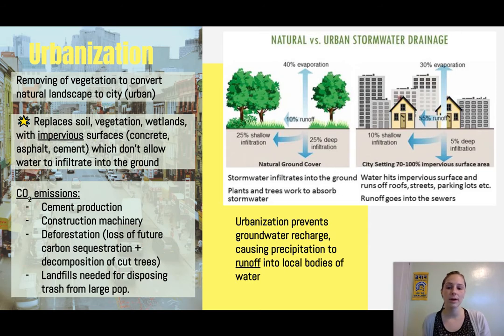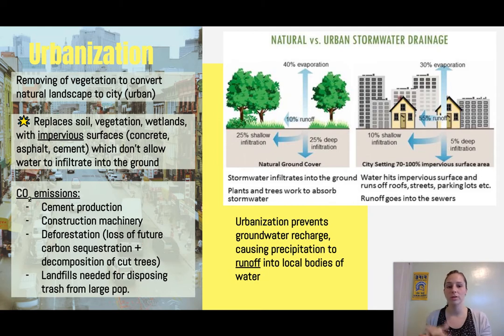Additionally, it's going to impact the carbon cycle because of carbon dioxide emissions. First of all, cement production is going to cause carbon dioxide emissions. Think of all of this construction machinery; this machinery uses fossil fuels. So as it is working to build the urban areas, it's going to be releasing more carbon dioxide. Additionally, because we are cutting down trees for these urban areas, you're going to have deforestation. So you're going to have a loss of future carbon sequestration, which is where the plants take in the carbon and store it.